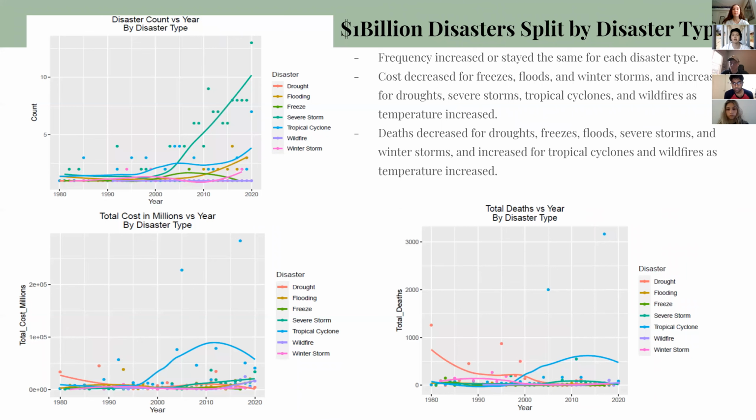Splitting by disaster type, we found that disaster frequency was stable or increasing for each disaster. However, disaster cost and death count increased only for those disaster types that were most likely with higher temperatures.